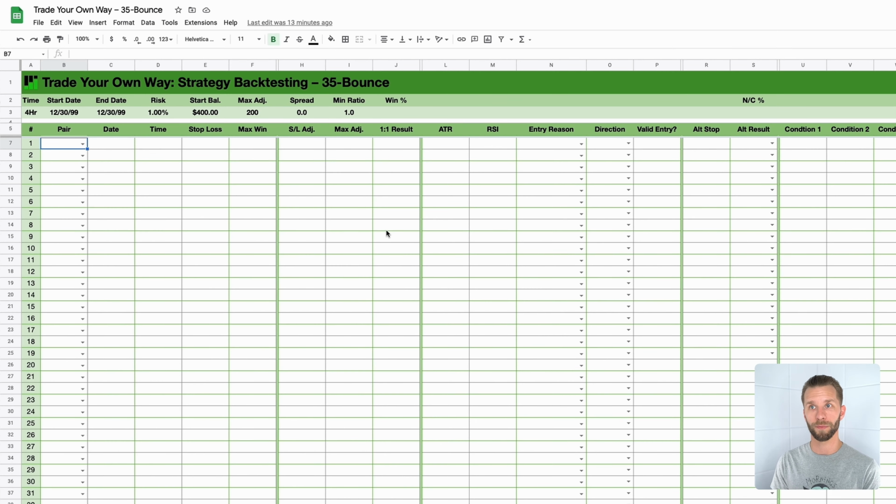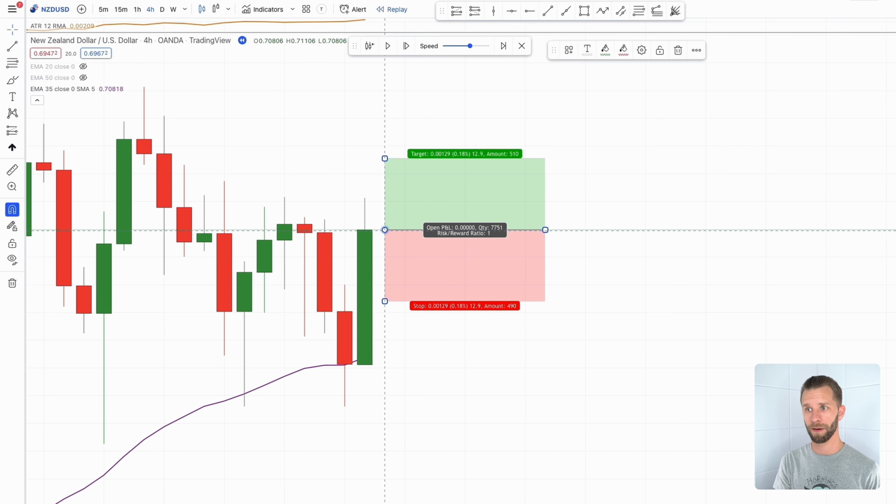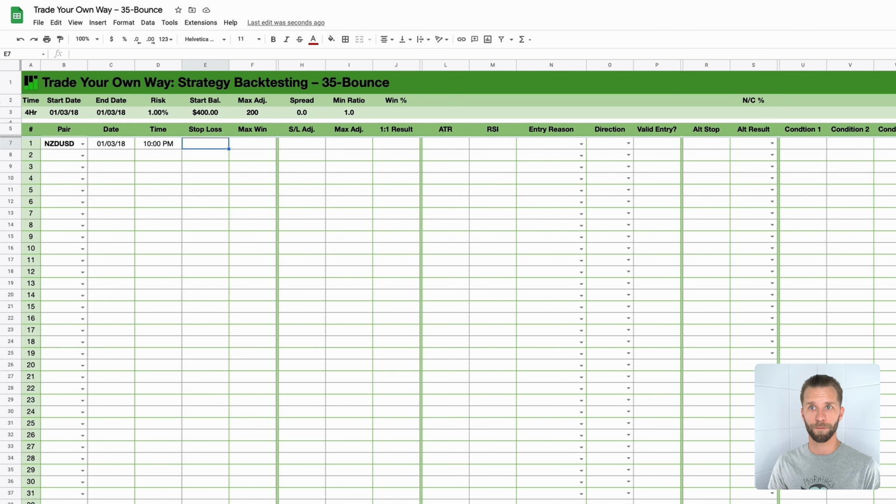So I'm going to go to my backtesting template, and I'm going to say my pair is NZ dollar US dollar. It is January 3rd, 2018. I'm using the US date format, which is month, day, then year, and you may want to update that. I'll show you how to do that in this sheet and in TradingView. Our time for this trade was going to be 10 p.m. So if I type in 22, it comes up with 10 p.m. here. And that is our first part of backtesting. We've logged the currency, the date, and the time. Next, we're going to put in our trade parameters.